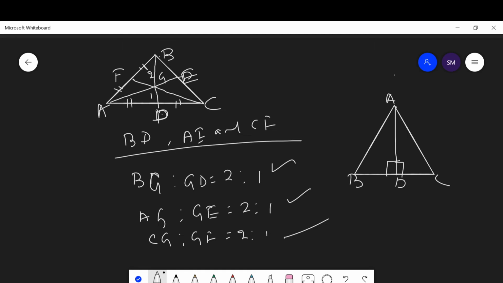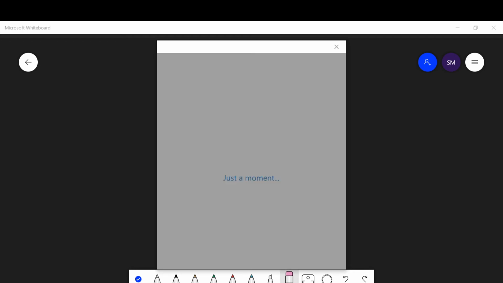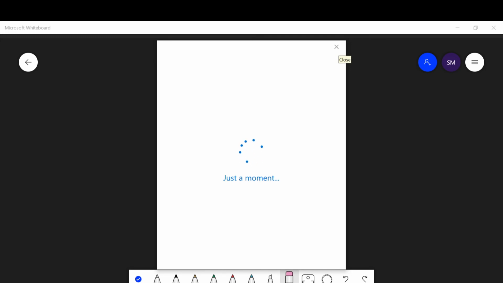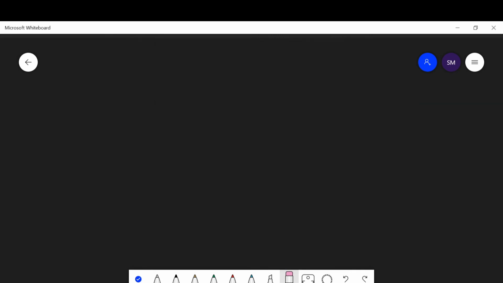Then let us discuss what is orthocenter. Here you discussed about the centroid and median. Now let us discuss what is altitude and the orthocenter. The concurrent point of the altitudes of the triangle is called the orthocenter. Suppose ABC is a triangle.